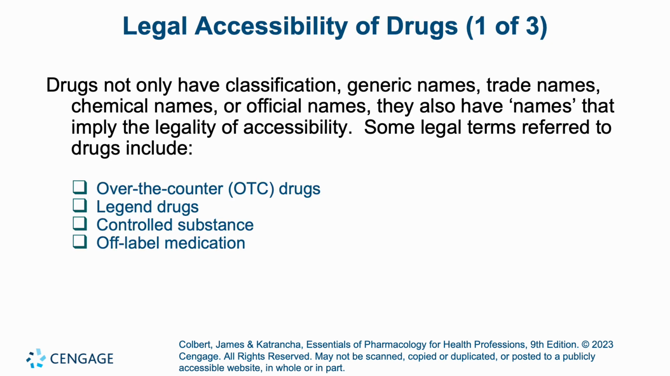So let's talk about legal accessibility of drugs. Drugs not only have classification, generic names, trade names, chemical names, or official names, they also have names that imply the legality of accessibility. And these aren't formal names, these are just names that are kind of broad groupings. So some legal terms referred to drugs include over-the-counter drugs, OTC drugs, legend drugs, controlled substance, or off-label medication.